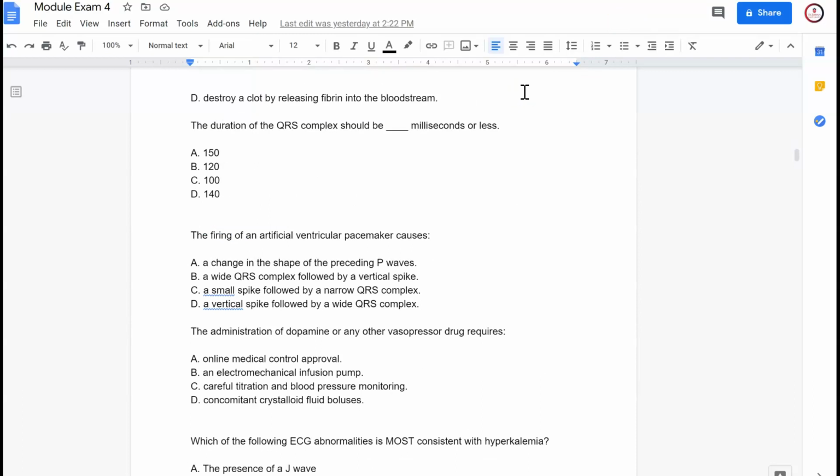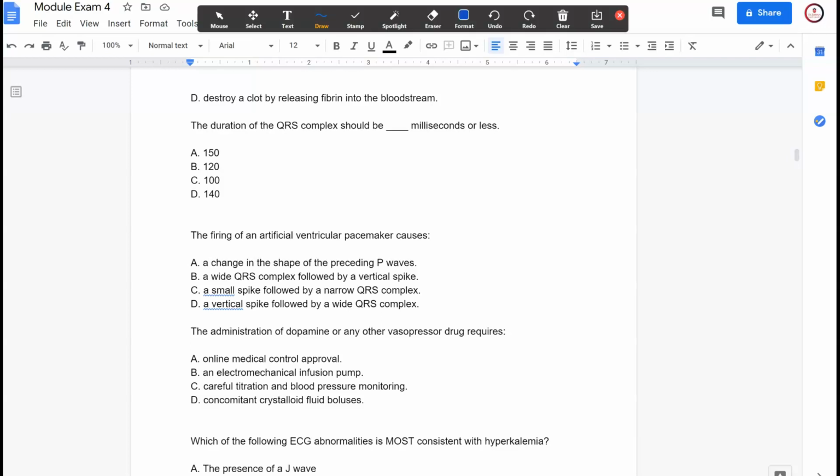Duration of a QRS complex should be how many milliseconds or less? And again, this is a pure memorization. Right, it should be 120 milliseconds or less.